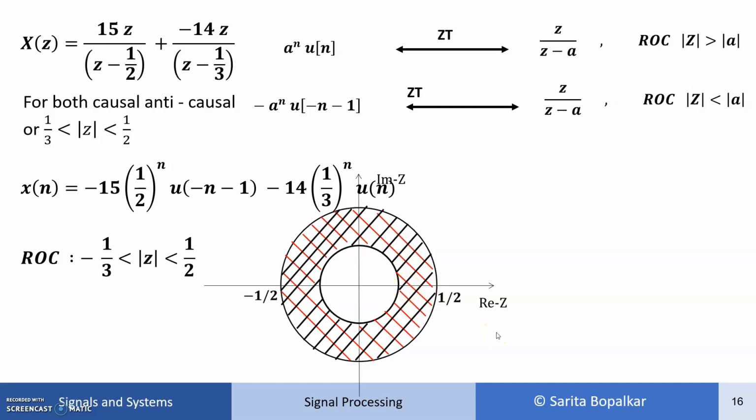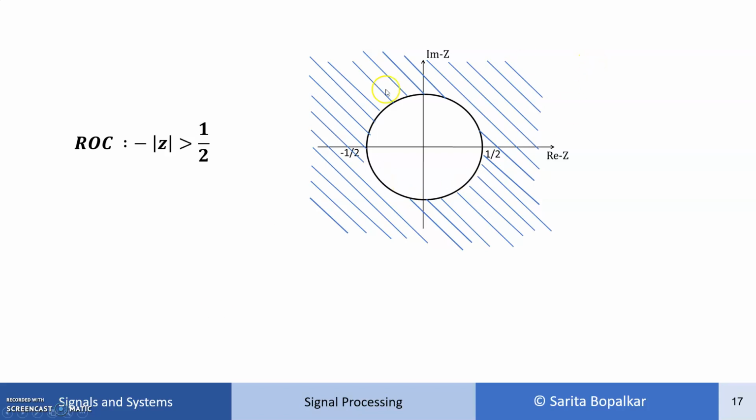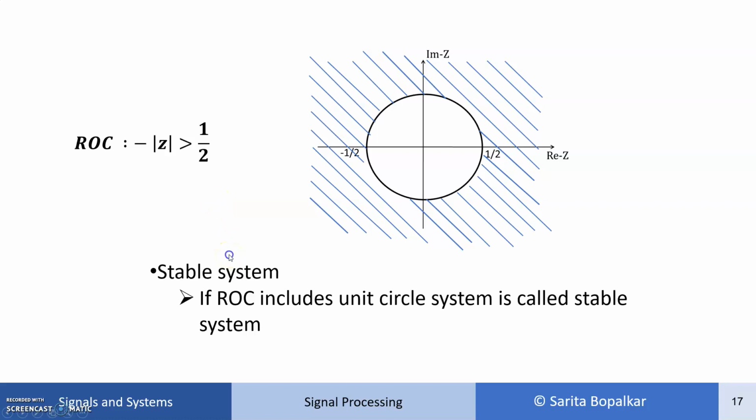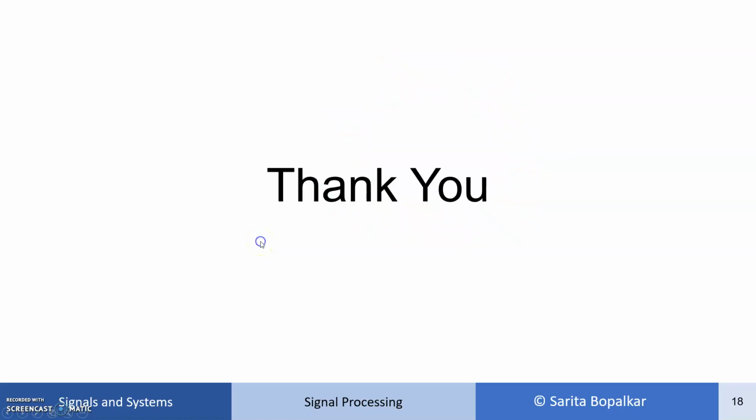One more question is there, whether the system is stable or not. If your ROC includes the unit circle, your system is stable. So only in the first case does your ROC include the unit circle, mod z greater than 1 half. So the first case system is causal and also stable. Other systems are not stable because they don't include the unit circle. Unit circle means the circle whose radius is 1. So here, by default, all the ROC includes mod z greater than 1 half, meaning it includes the unit circle. Thank you.